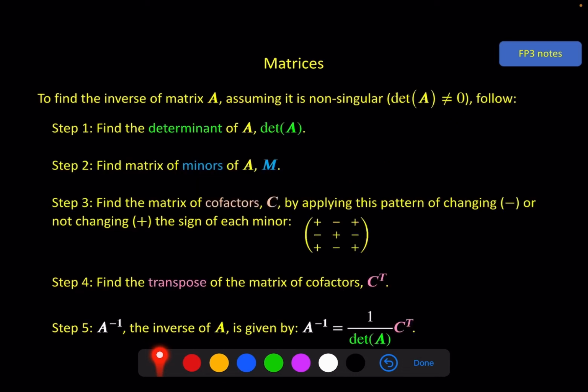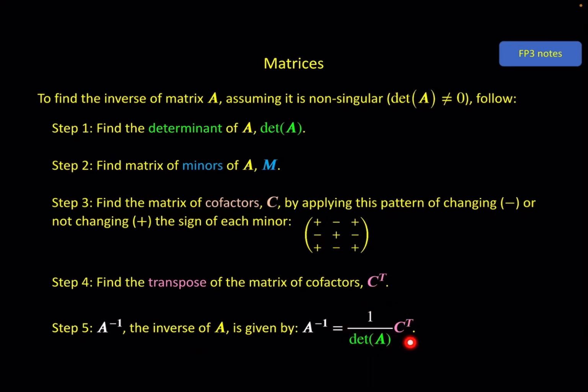Summary. Step 1. Find the determinant of A. Step 2, find the matrix of minors of A, and don't forget, in your process of finding this, you'll find 3 of these anyway, so don't do that work again, just find the other 6. Then apply this to your minors to get the cofactors, change the sign of the elements in these 4 positions. Then find the transpose of that matrix, and multiply it by 1 over the determinant of A.